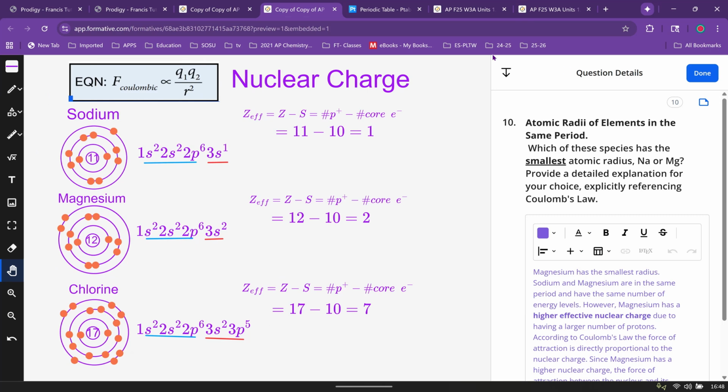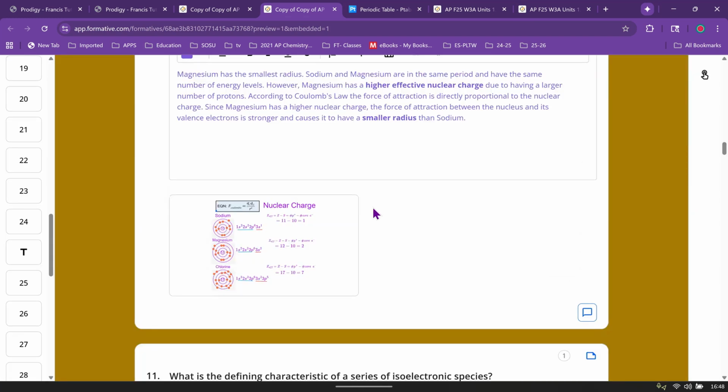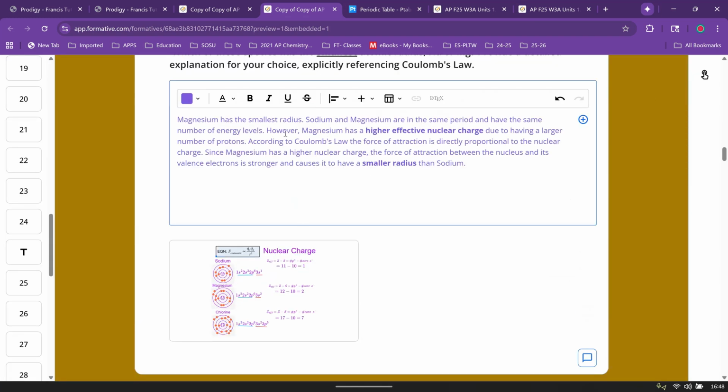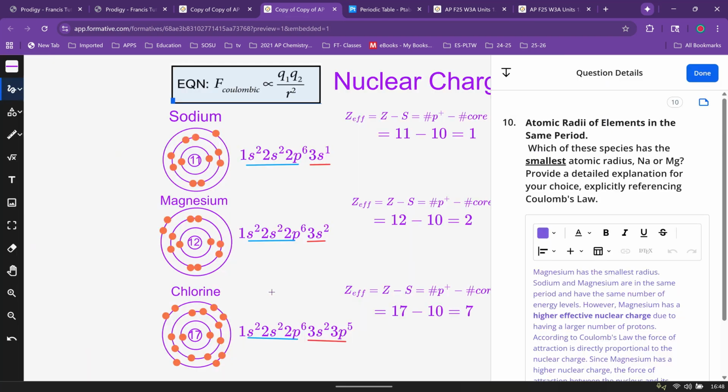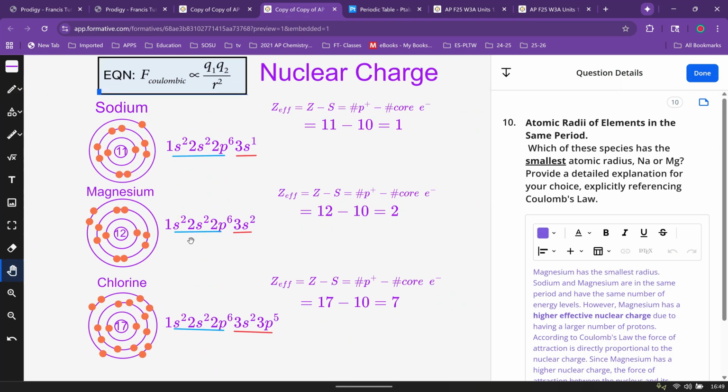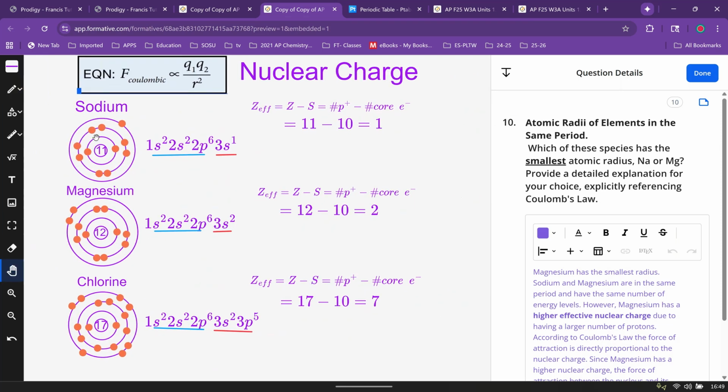All right. The next thing that we're going to look at in my statement says, however, magnesium has a higher effective nuclear charge due to having a larger number of protons. Okay, this is a big deal. The two things have to go together. It is not just having more protons, it's having the same number of energy levels, which means it has the same number of core electrons and more protons.